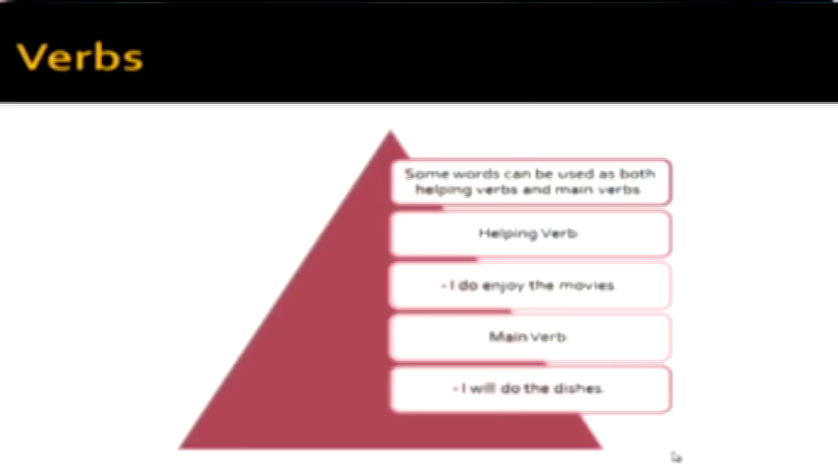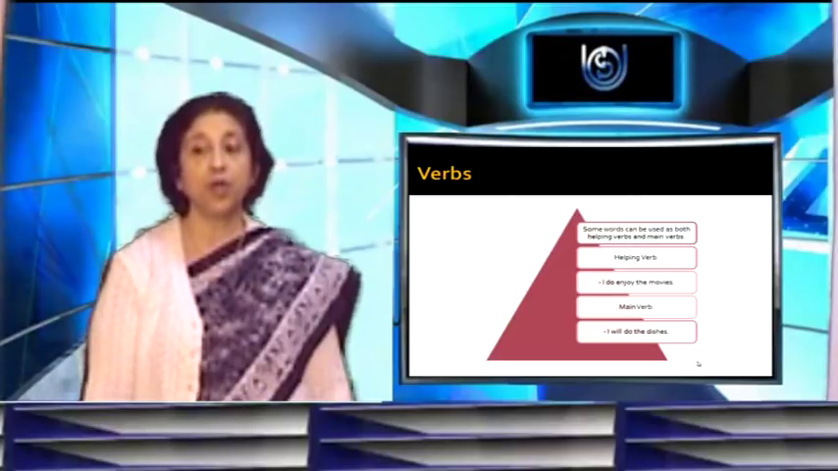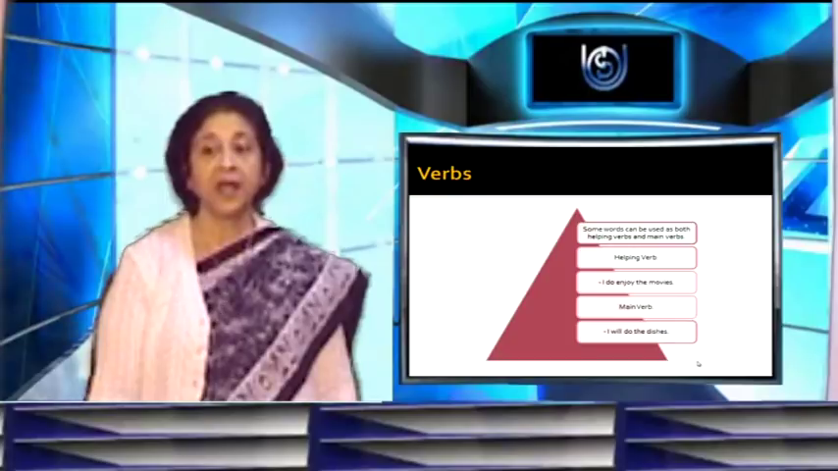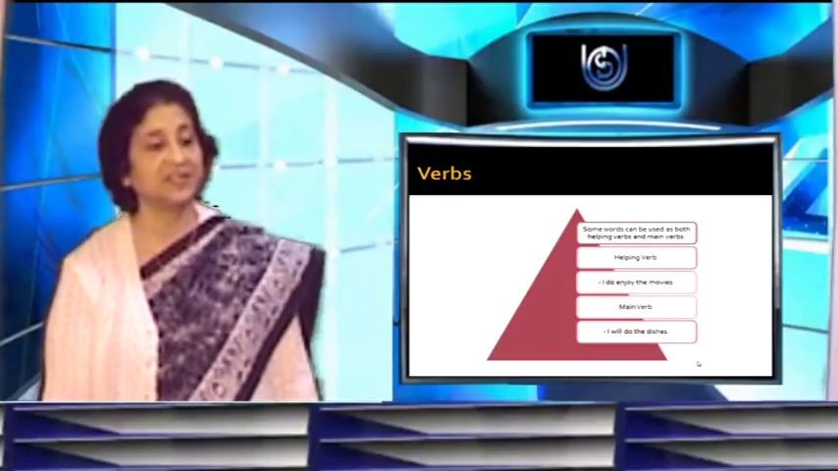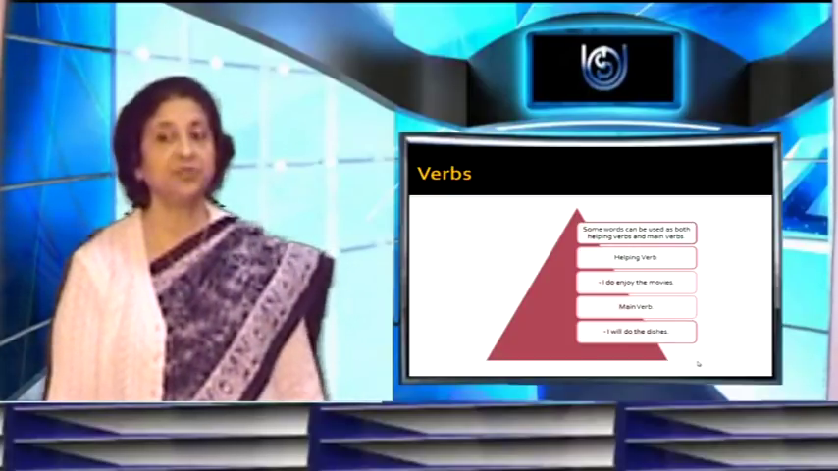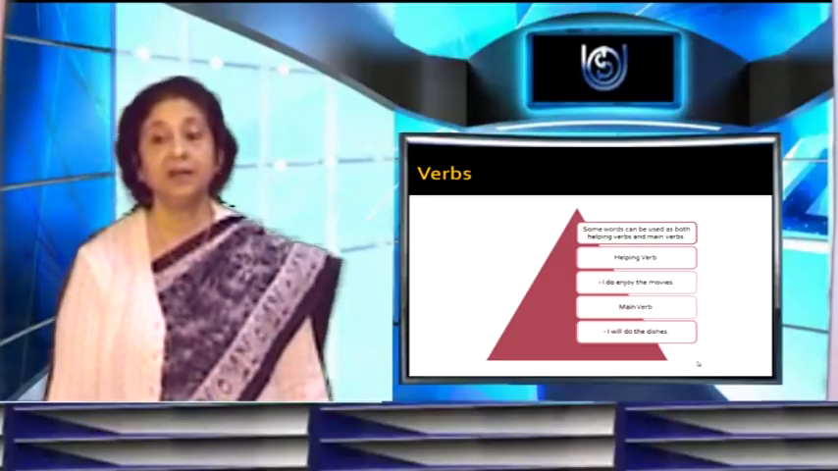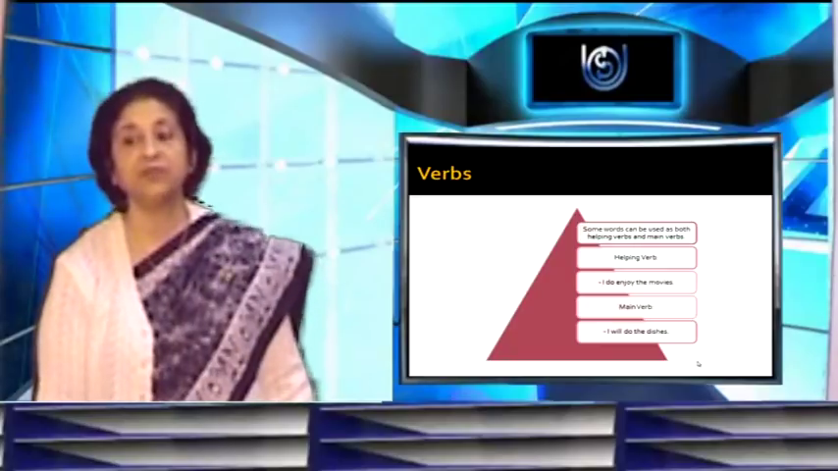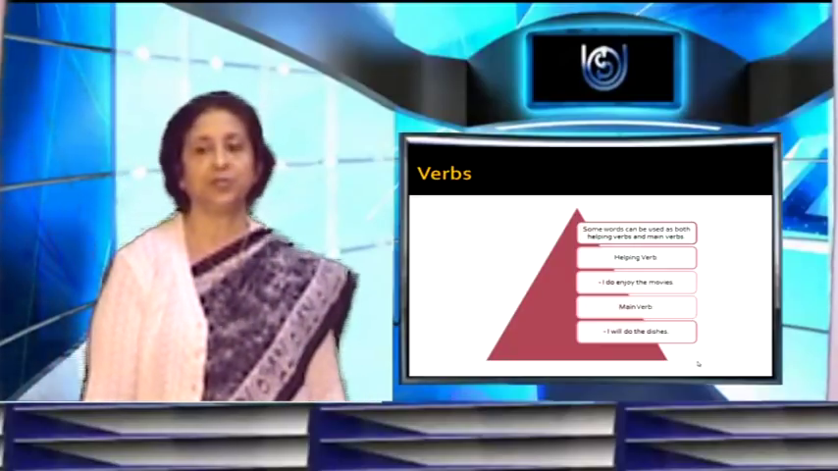Now more about the verbs. Some words can be used as both helping verb and main verb. Like, I do enjoy the movies, where do is the helping verb. And as a main verb, I will do the dishes. In both sentences you see the word do, but in the first it is working as a helping verb, and in the second it is working as a main verb.